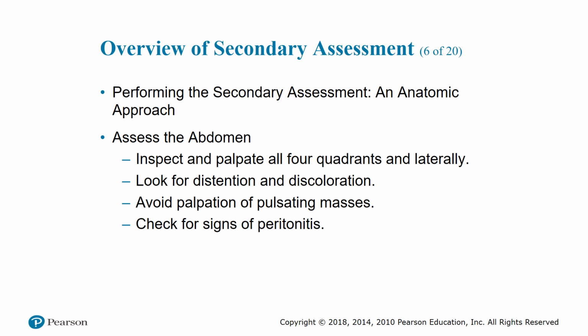Then we're going to move on down to the tum-tum, the abdomen. I demonstrated this in class: inspect and palpate all four quadrants and laterally. Look for distension of the abdomen or discoloration and excessive bruising, for example, of any of those areas. And remember what I said about things like rebound tenderness, which can be indicative of peritonitis.